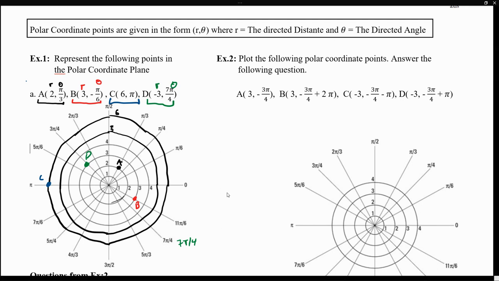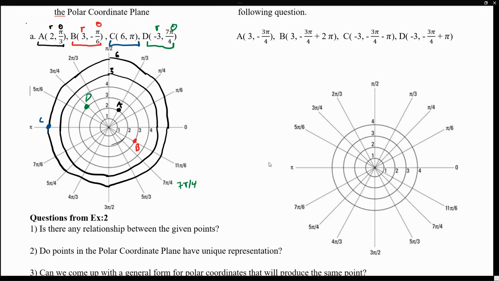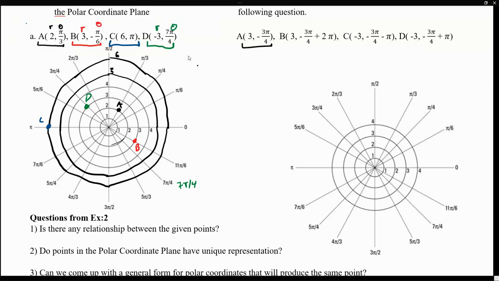Now let's take a look at example 2, because it says plot the following polar coordinate points and answer the following questions. So let's choose some points. Let's take a look at A. If we want to plot A, we want to take a look at a unit circle that is 3 units away, but now notice that we're using negative 3 pi over 4.